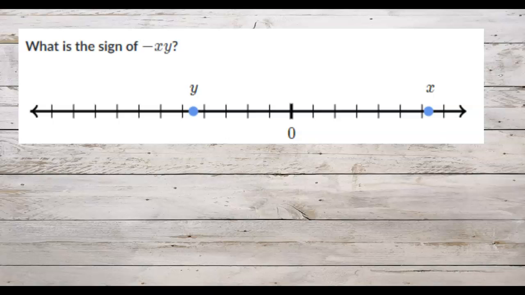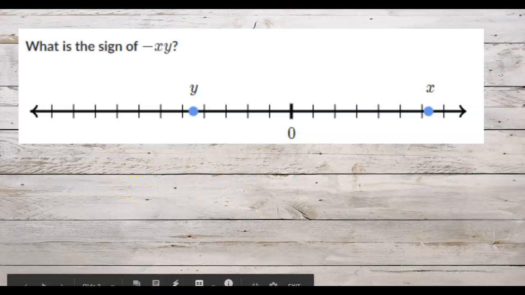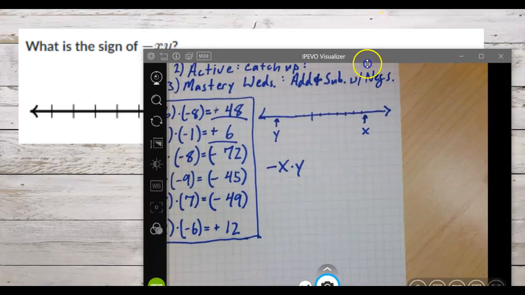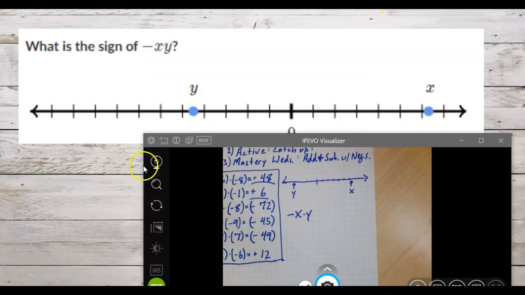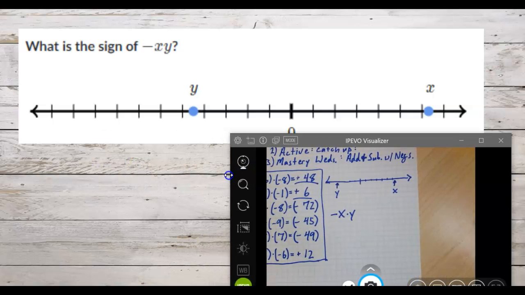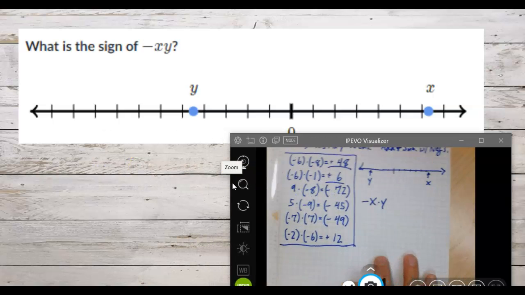And they ask us negative or the opposite of X times Y. Hold on, yeah. You're welcome. I'm still getting used to how I can do all this stuff, and that's not exactly what I wanted to happen. Still trying to figure out how to get my screen a little bit bigger.